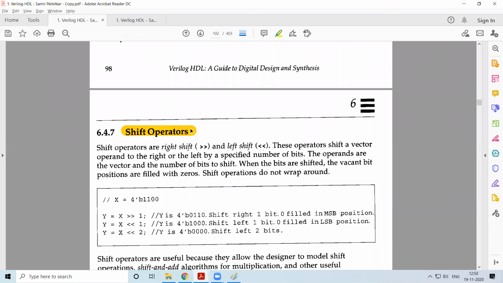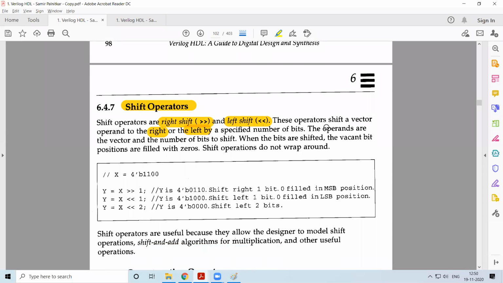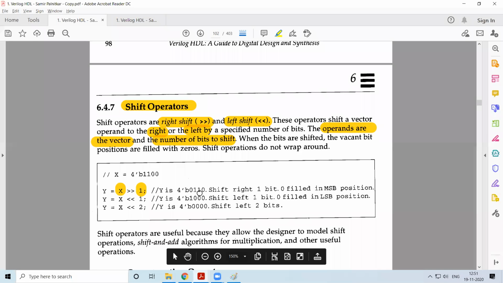Okay, so next we have the shift operators. We can have two kinds of shifts, the right shift and the left shift. These operators do the shifts based on how many bits you want to shift. Whether you want to perform a right shift or left shift by say n bits, you'll be specifying that amount. The operands have to be vectors, and then the number of bits to shift. So here we'll have the operand and the number of shifts you want. This operand x should be a vector, since if you are shifting it, it should be a vector representation.